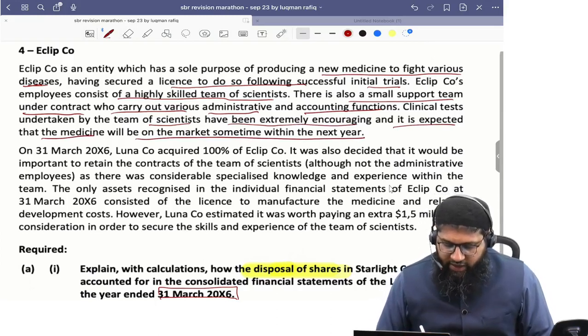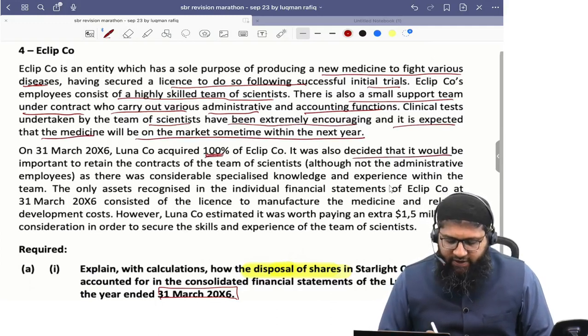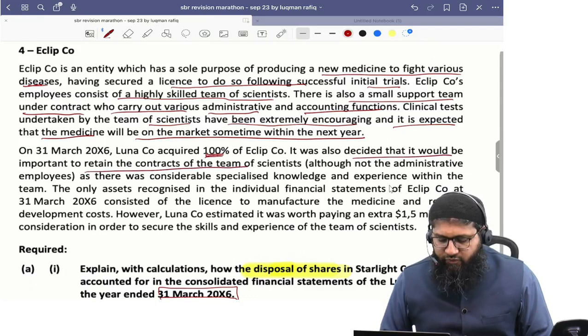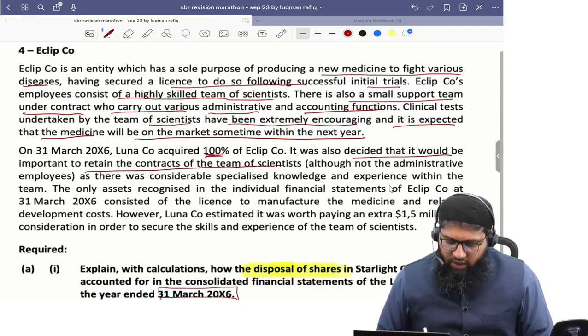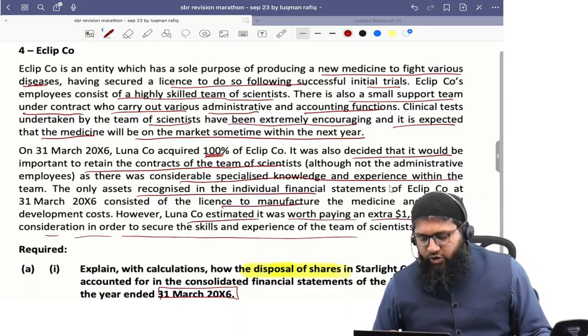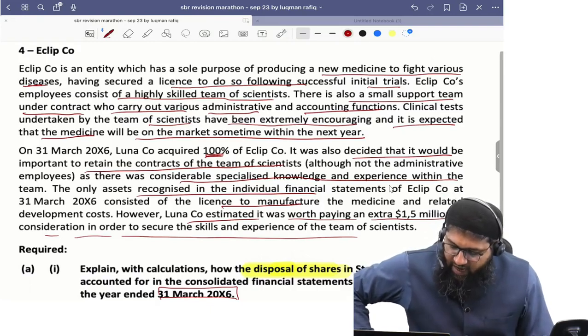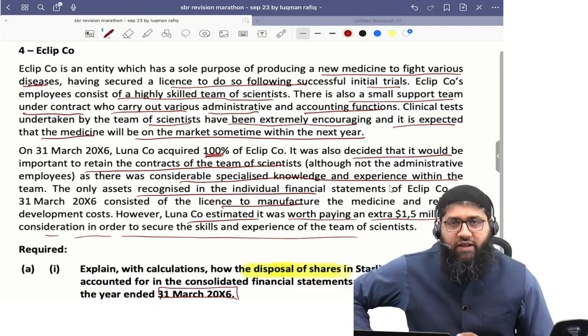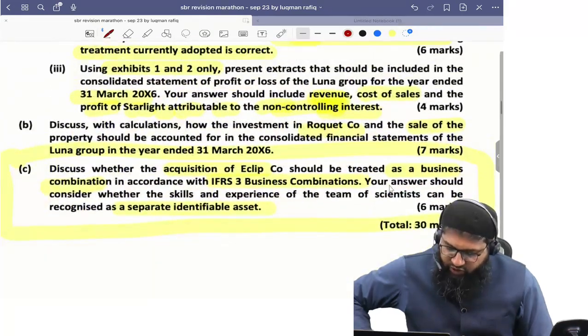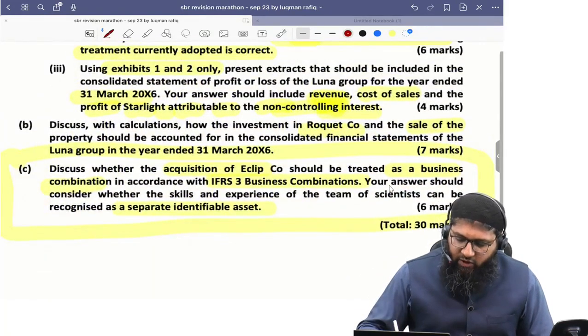On March 31st, Luna acquired 100% of Eclipse. It also decided that it would be important to retain the contract of the team of scientists, as there was considerable specialized knowledge. Only asset recognized in individual financials is a license to manufacture. However, Luna estimated it's worth paying an extra 1.5 million consideration in order to secure the skills and experience of the team of scientists, right? So the question is whether it should be a business combination or not in accordance with IFRS 3.